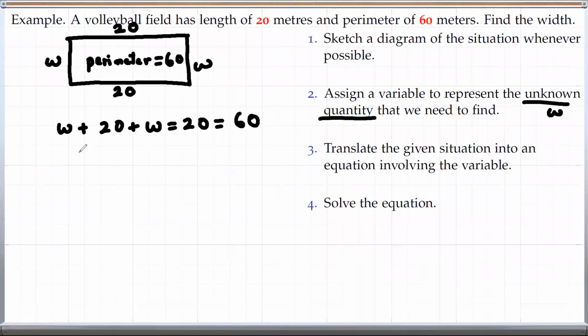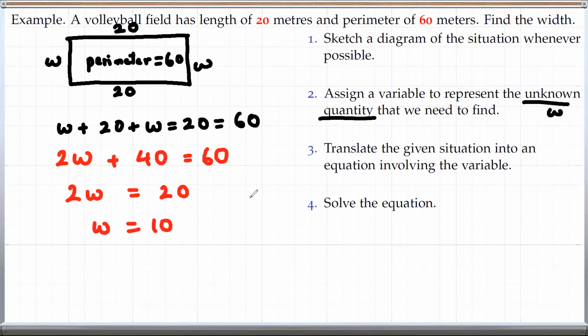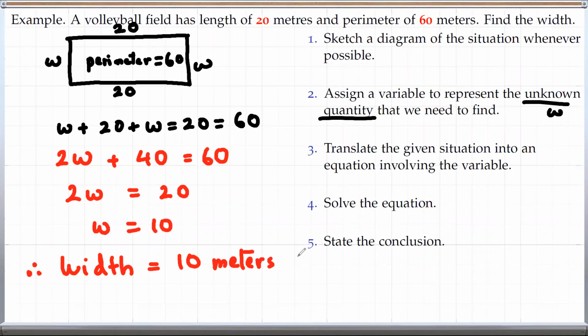We have W plus W, 2W, plus 20 plus 20 is 40, equals 60. We can subtract 40 from both sides. We get 2W equals 20 when you subtract 40 from both sides. Then divide both sides by 2, we get W equals 10. So we got the value of W. Then we can simply state the conclusion. So therefore, width of the court is 10 meters. So we have fully solved this problem.